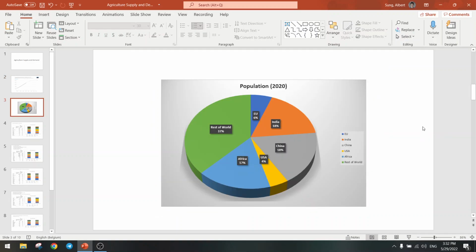Now, the population breakdown is shown here. And you can see that EU and USA are the smallest parts. And India, China, and Africa are much larger. They are about 3 to 4 times the size of EU and USA. So very important to keep this in mind. And India and China are the same population. So you would expect that they eat the same amount of food. But as we look at the next slides, you are going to see that India eats much less food.